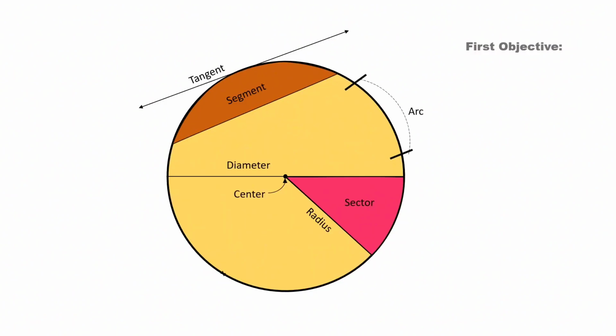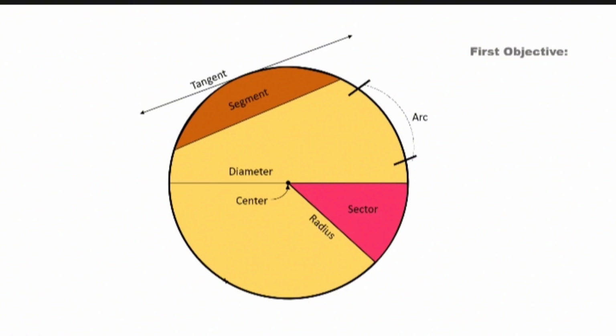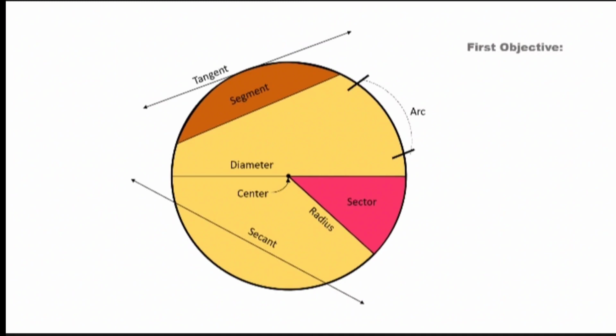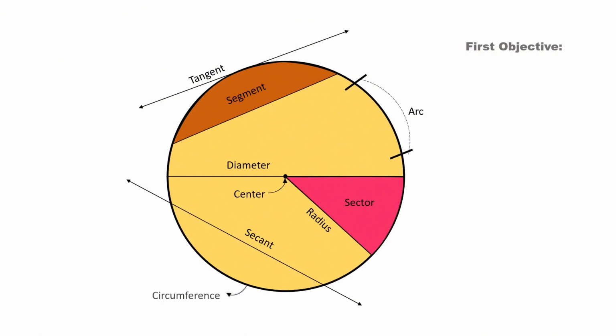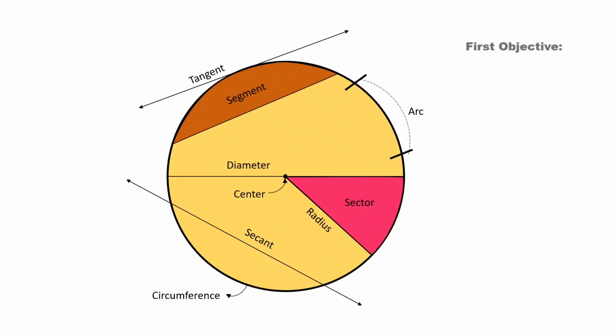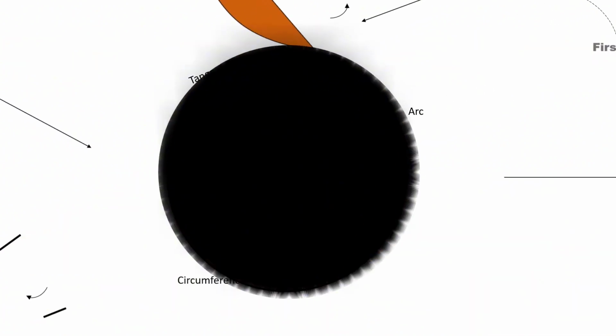Next is arc. An arc is a part of the circumference, like a portion of the circle's boundary. Arcs are often named based on the points they connect. Next is secant. A secant is a line that intersects the circle at two points. The line extends beyond the circle. And lastly, circumference. The circumference is the distance around the outer edge of the circle. It's like the circle's perimeter. We usually denote it by the symbol C. And there you have it, a whirlwind tour of the essential terms associated with circles.